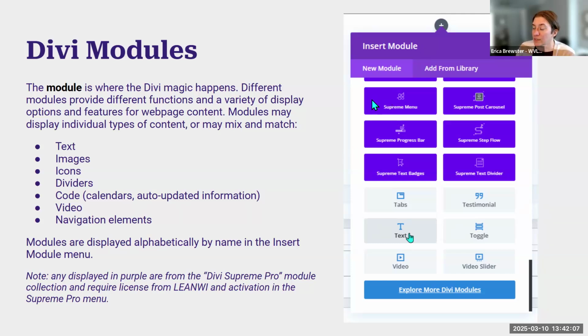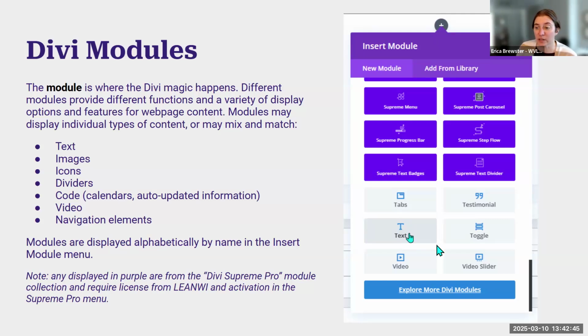Note here that anything that is in this dark purple color is part of the Divi Supreme Pro family. If you have Divi Supreme Pro installed on your website, because you're a Lean Wisconsin website and it's fully licensed, and you have gone in, you need to activate each one of these modules. And we will have another session on that in the future. But for now, focusing on just the basic modules that come with Divi, anything that is gray with blue text is the default that comes with Divi itself.